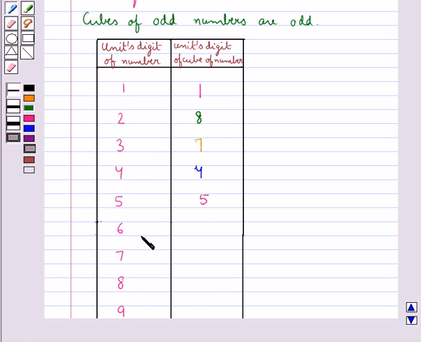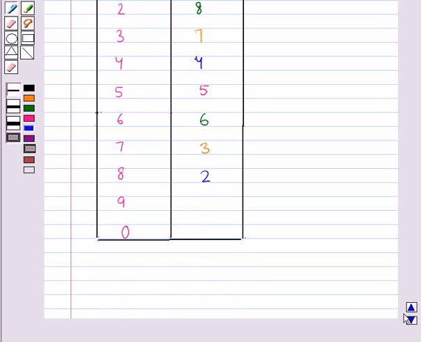Then if the units digit of a number is 6, then the units digit of the cube of the number would be 6. Then we have units digit of a number is 7, then units digit of the cube of the number would be 3. If the units digit of a number is 8, then the units digit of the cube of the number would be 2. If the units digit of a number is 9, then the units digit of its cube would be 9. Then if the units digit of a number is 0, then the units digit of the cube of that number would also be 0.